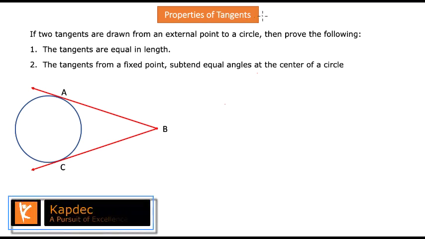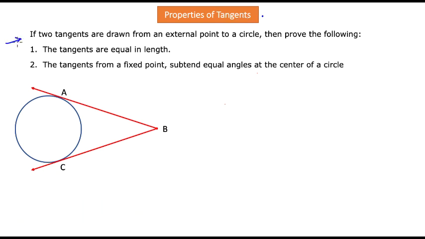Continuing our discussion related to tangents, in this tutorial we are going to learn a little bit more about the properties of tangents, okay? So here is our scenario that will help us explain a lot of different points. In this one we have that if two tangents are drawn from an external point to a circle, then prove the following. Number 1, the tangents are equal in length, and number 2, the tangents from a fixed point subtend equal angles at the center of a circle, all right?